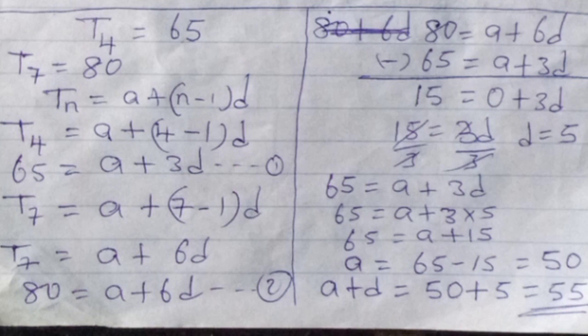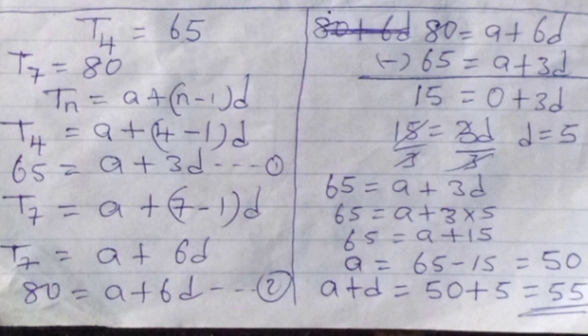Okay, you eliminate equation 1 from equation 2. That is it. So when you eliminate it, you have 80 minus 65, that's 15. Then a will cancel out because it's 0. Then you have 15 minus 3d, you have a 3d there. Then 15 will cancel by 3, you have d to be 5. Then you find a.